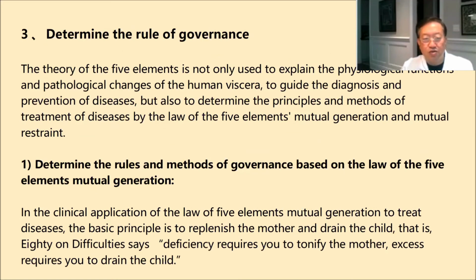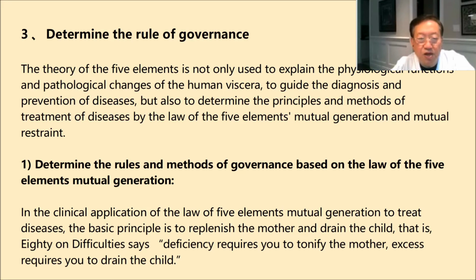Determine the rule of governance. The theory of the five elements is not only used to explain the physiological functions and pathological changes of the human viscera to guide the diagnosis and prevention of disease, but also used to determine the principles and methods of treatment of diseases by the law of the five elements, mutual generation and mutual constraint. Determine the rules and methods of governance based on the law of the five elements, mutual generation.